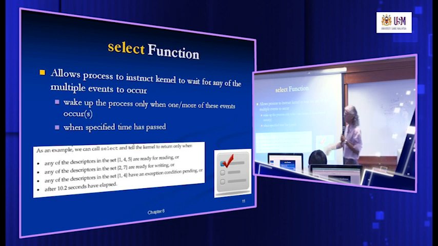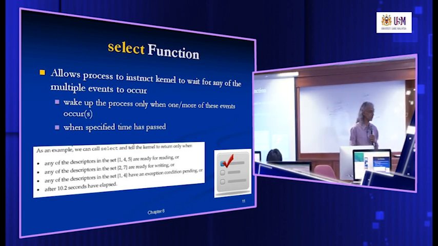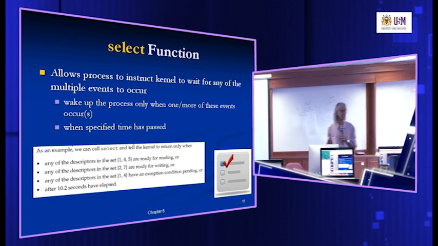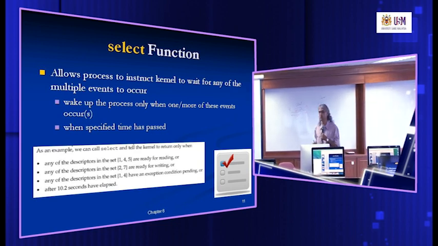We can also set a maximum time limit of 10.2 seconds. If something happens within 10.2 seconds, let me know. If nothing happens and the time has expired, let me know also, so I can do something else after that. This is what the select function allows the user to do.